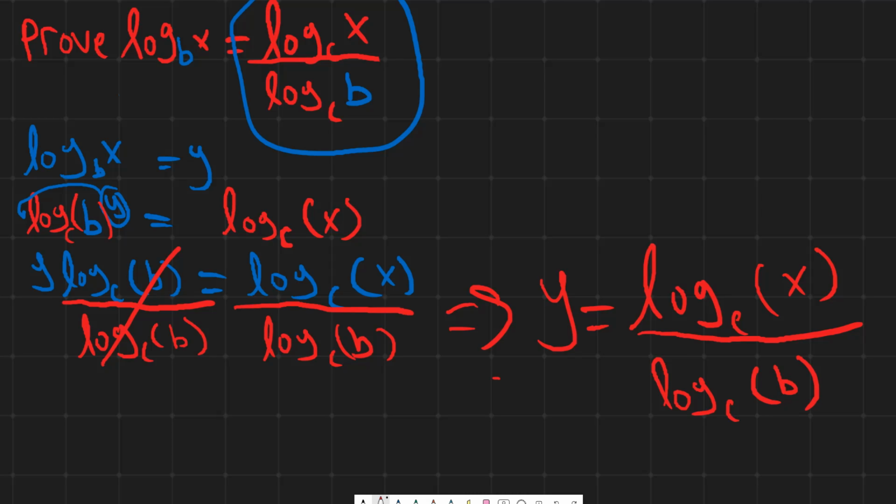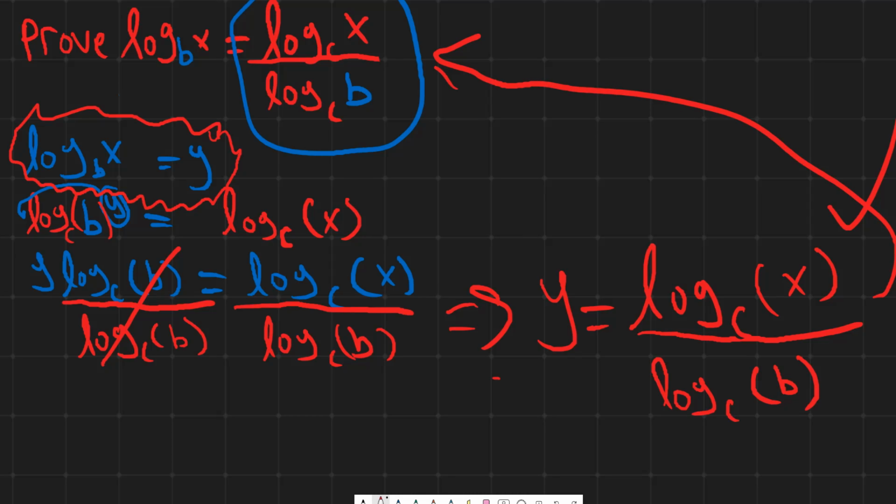And so we're good. Why? We set y equal to log base b of x. And if we plug y back in, when we look at this equality, all we're really saying is that log base c of x divided by log base c of b is equal to itself, log base c of x divided by log base c of b. And so we're good. I hope that makes sense to you.